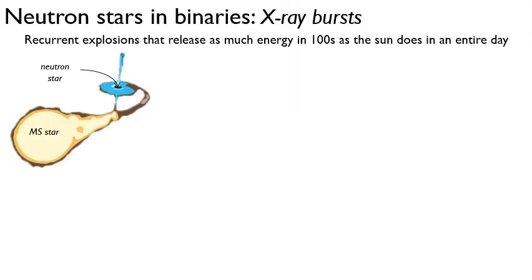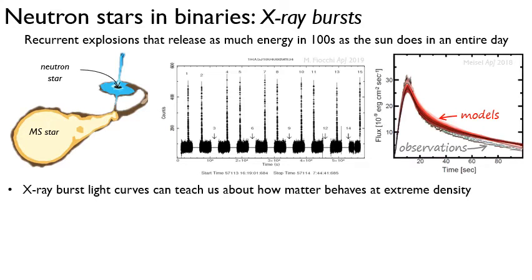So neutron stars can be in binary systems. So much like you could have a white dwarf ultimately accreting material, you can have a neutron star there instead. These are also recurrent explosions, but they recur much more frequently, so every few hours or days, and they release more energy. Or I should say the flux is higher. So it's as much energy in 100 seconds as the sun releases in an entire day. So you get these regular bursts.